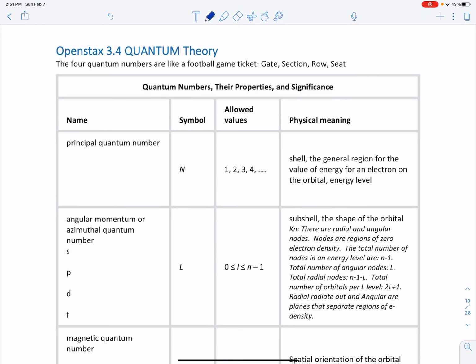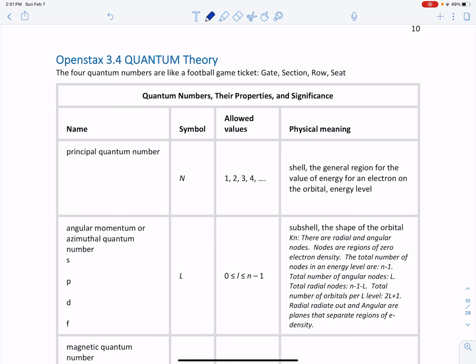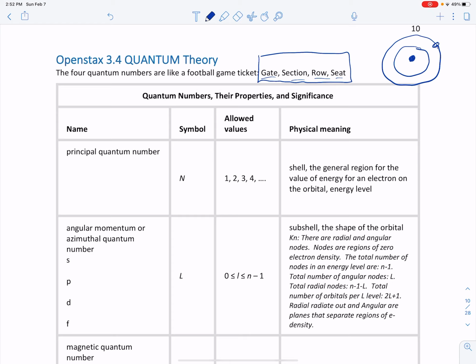Now, in this last section for this class, we are going to be looking at quantum numbers. Quantum numbers are a series of symbols that help us easily talk to each other about information about an atom. It's like a football game ticket. You know how on a football game ticket, you'll have the gate, then the section, then the row, and then the seat. So for us, this is an atom, and the energy level is like the gate.